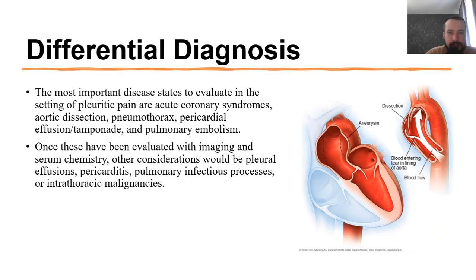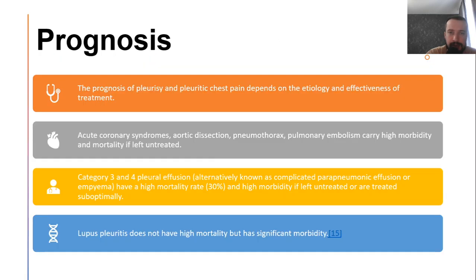The most important disease states to evaluate in the setting of pleuritic pain are acute coronary syndromes, aortic dissection, pneumothorax, pericardial effusion, tamponade, and pulmonary embolism. Once these have been evaluated with imaging and serum chemistry, other considerations would be pleural effusions, pericarditis, pulmonary infectious processes, or intrathoracic malignancies. The prognosis of pleurisy and pleuritic chest pain depends on the etiology and effectiveness of treatment.